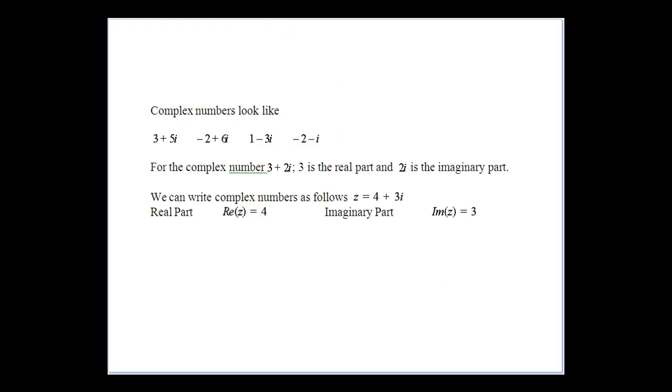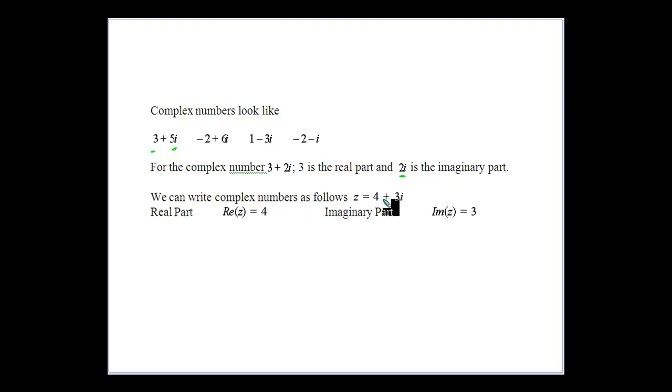So what do complex numbers look like? Well, they look like this: 3 plus 5i. There's your real part and imaginary part. Then -2 plus 6i, 1 minus 3i, -2 minus i. When we look at that, the imaginary part will have the i with it. And remember, the i is the same as the square root of -1. So we're writing it in this way: 3 plus 2i. 3 is the real part. 2i is the imaginary part.